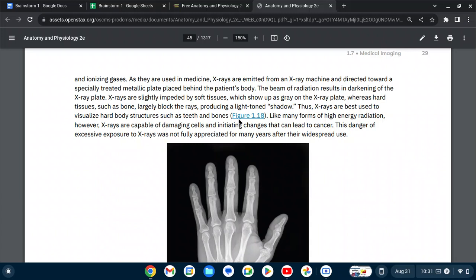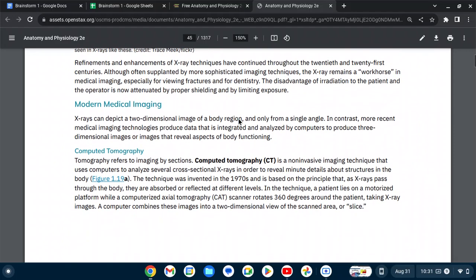and bones. Like many forms of high-energy radiation, however, X-rays are capable of damaging cells and initiating changes that can lead to cancer. This danger and excessive exposure to X-rays was not fully appreciated for many years after their widespread use. Refinements and enhancements of X-ray techniques have continued throughout the 20th and 21st centuries. Although often supplanted by more sophisticated imaging techniques, the X-ray remains a workhorse in medical imaging, especially for viewing fractures and for dentistry.